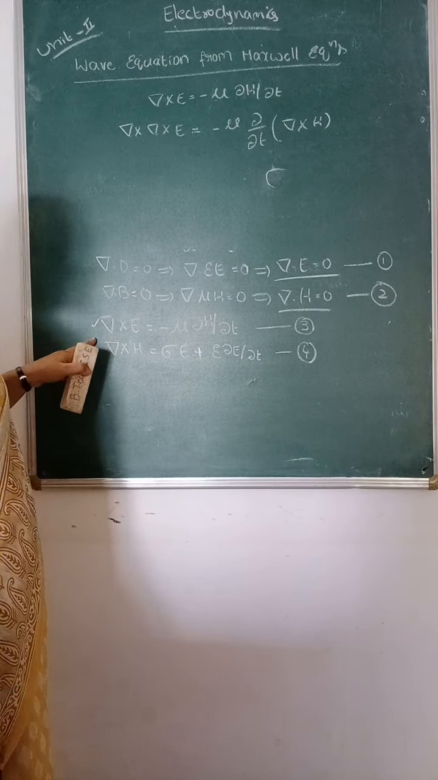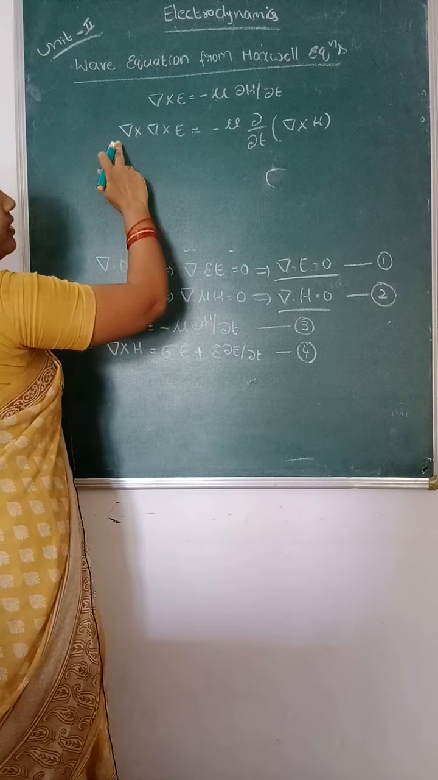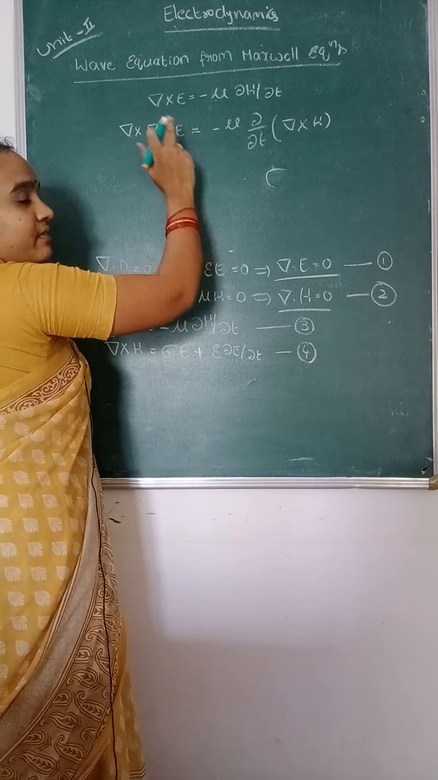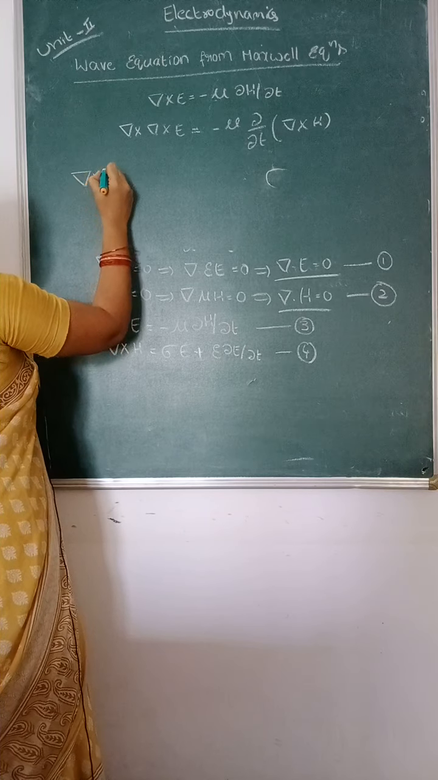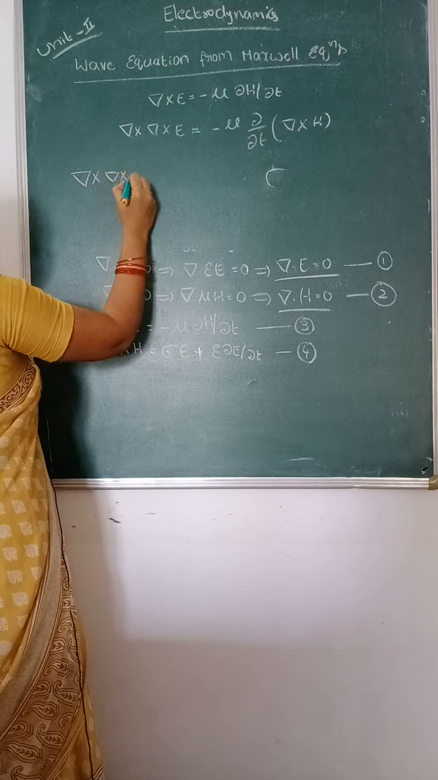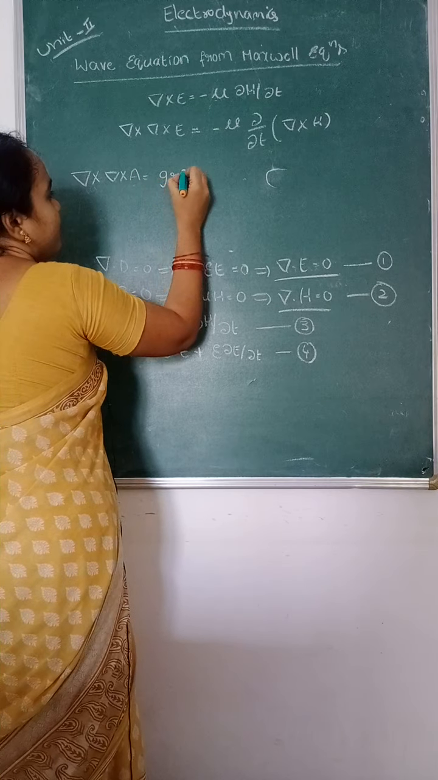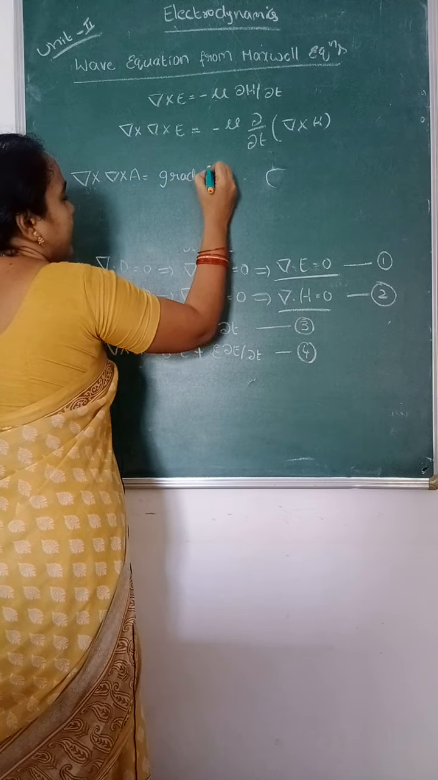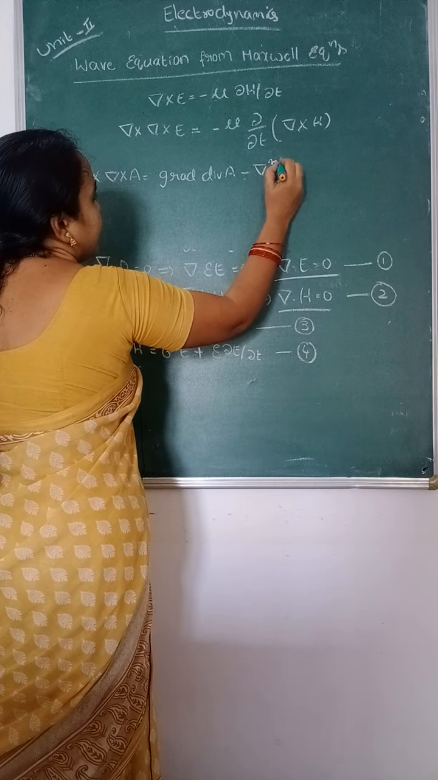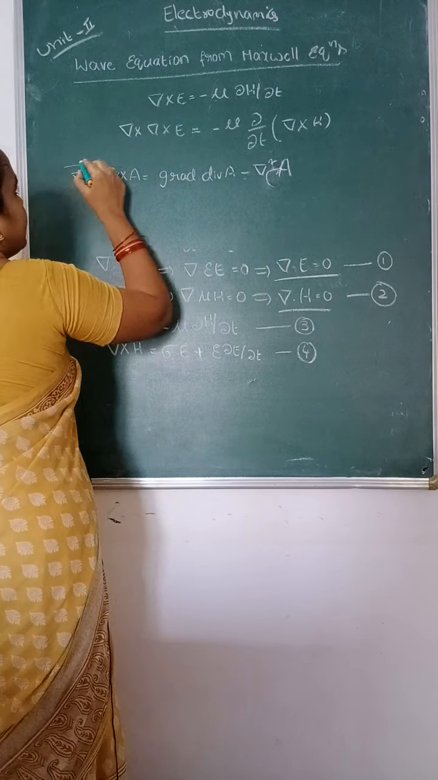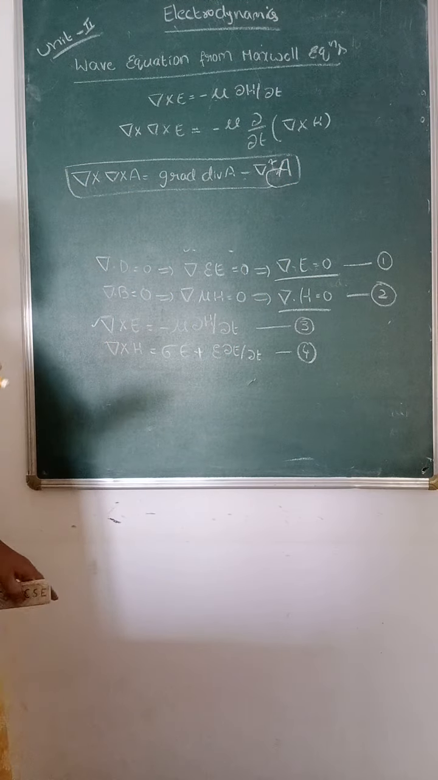Take the third equation, apply the curl on both sides. So here we have curl of a vector. According to vector calculus, del cross A is equal to gradient of divergence of A minus del square A. This is the common formula for curl of any vector.